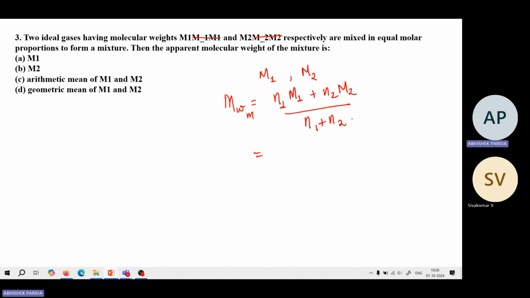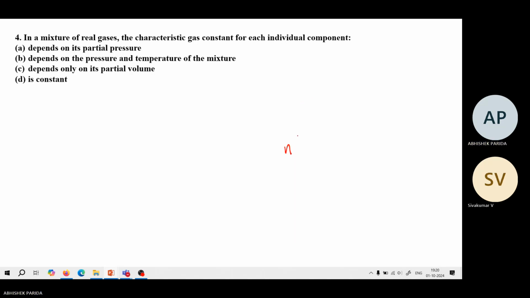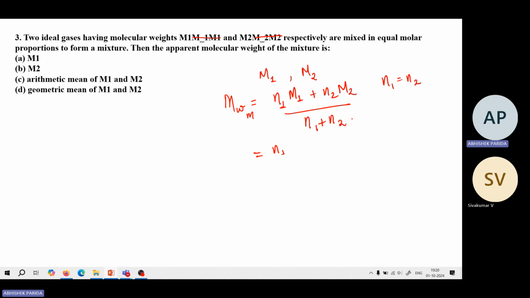It is saying that both are having equal molar proportion. That means N1 is equal to N2. So if you take N1 common, and N1 plus N2 is equal to M1 plus M2, and thus it can be N1 by N1 plus N2 is equal to 0.5 M1 plus M2. So this is the arithmetic mean of M1 and M2. Okay.